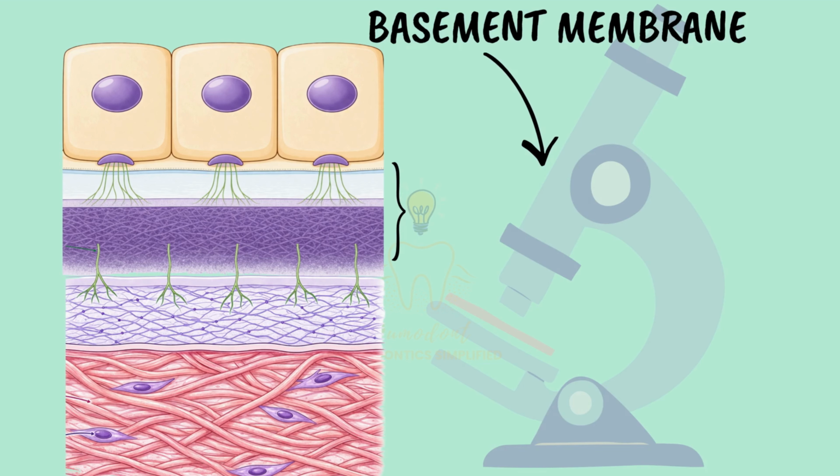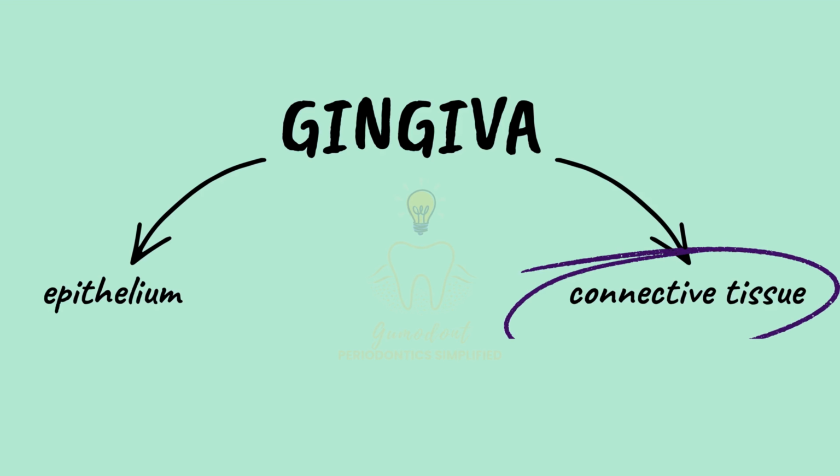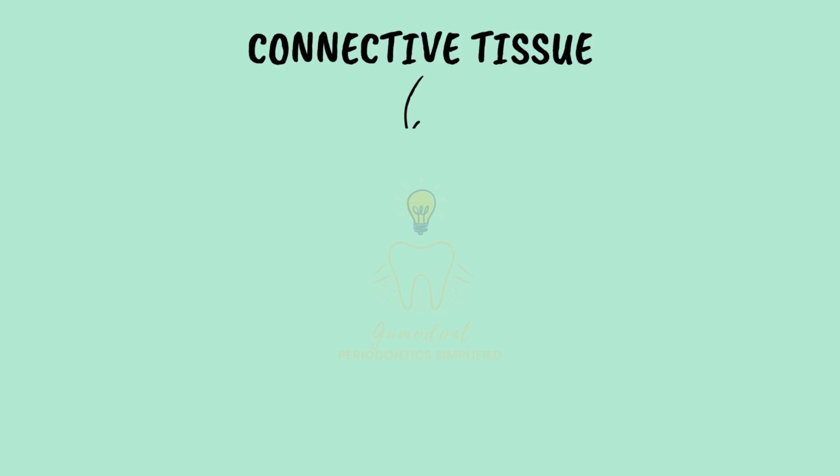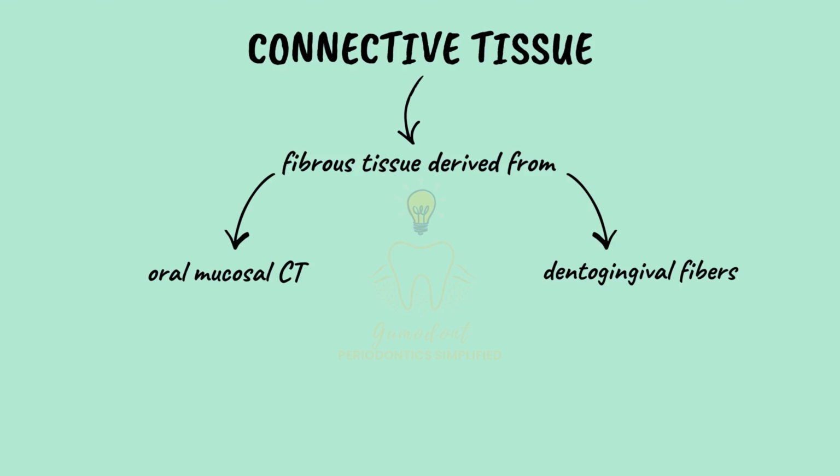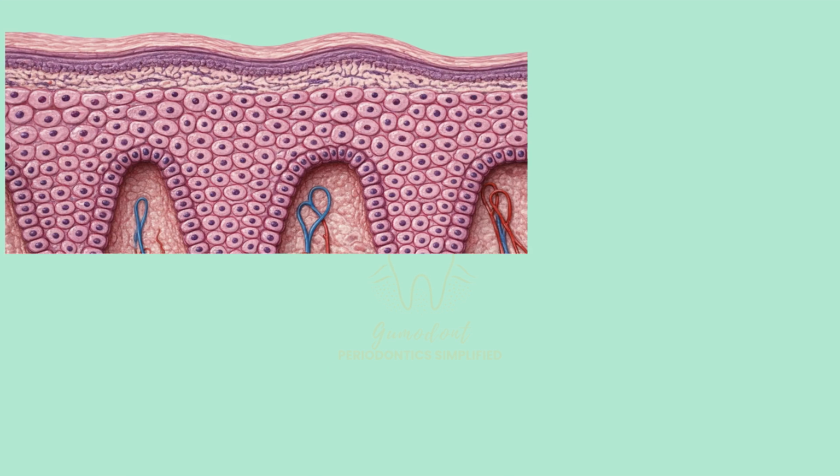Now let's focus on another major component of gingiva, the connective tissue. It is largely a fibrous tissue and its elements are derived mainly from oral mucosal connective tissue and some fibers like dentogingival fibers that originate from the developing dental follicles. Structurally, the connective tissue is divided into two layers.